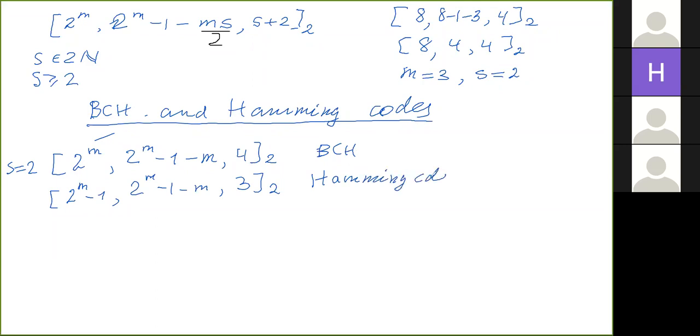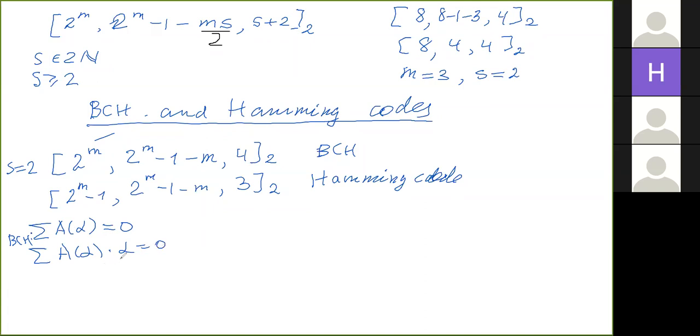So what's the difference? The difference is that for Hamming code, the block length is 1 less, and also the minimum distance is 1 less. And let's see what's the difference between these codes. So for S equal to 2, BCH is defined using the following equalities: the sum of all the values is 0, and the sum of all the values times alpha is also 0.